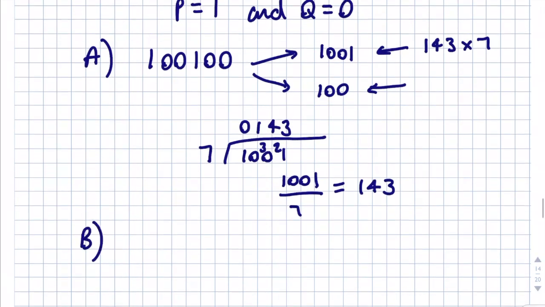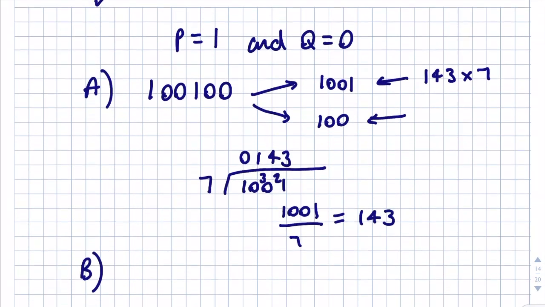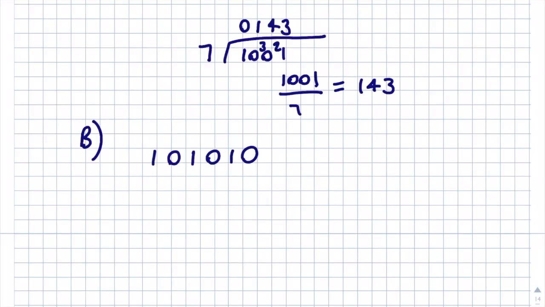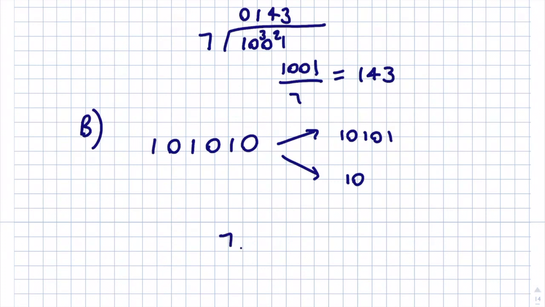Now, if we have a look at B, B is PQPQPQ. So that's going to be 101,010. Now, I know that 101,010 can be split into two factors, which can be 10,101 and 10. Now, I know 10 is not a factor of 7. But let's test whether 10,101 is a multiple of 7, so we can use short division again.